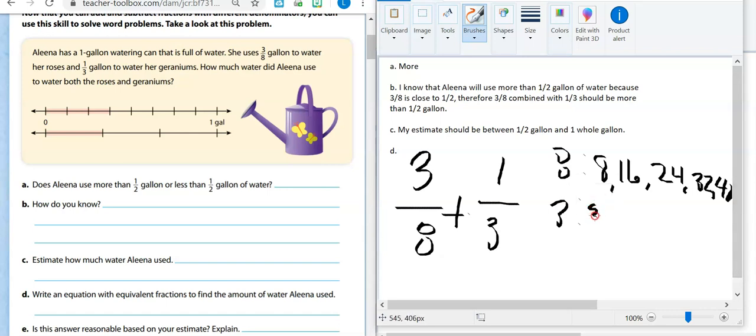So our multiples of 3 are 3, 6, 9, 12, 15, 18, 21, and 24. And then we'll keep going one more. We'll do 27. Now, I'm going to stop. Now I'm going to look. What is my least common multiple? It is the lowest number that is the same in both multiples of 8 and multiples of 3. So my least common multiple will be 24.